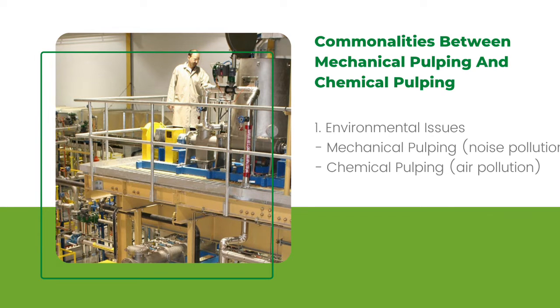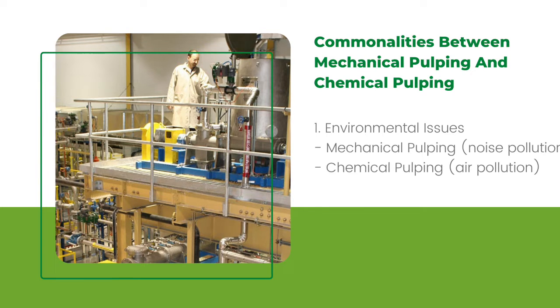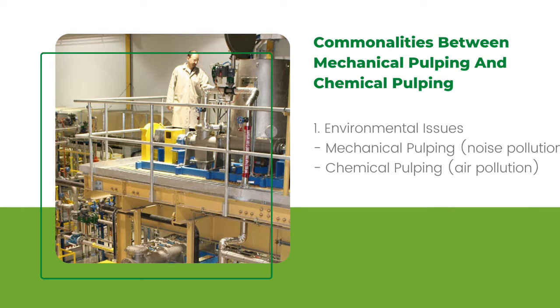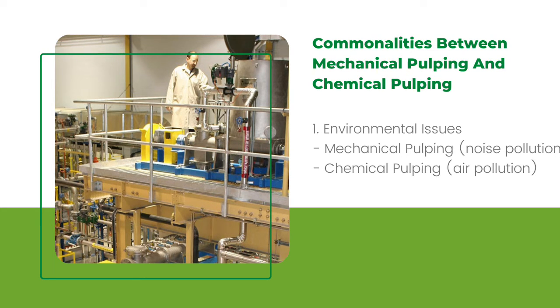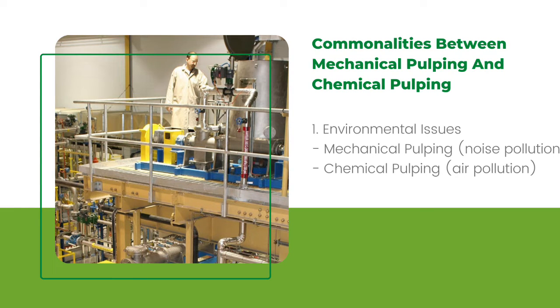On the other hand, chemical pulping causes air pollution. The main components of pulp mill-related pollution are chlorine and chlorine-based materials, sulfur, hydrogen sulfide, and sulfur dioxide. In kraft pulping, which is also known as sulfate pulping, it produces chlorine and compounds of chlorine that are used in the bleaching of pulp.